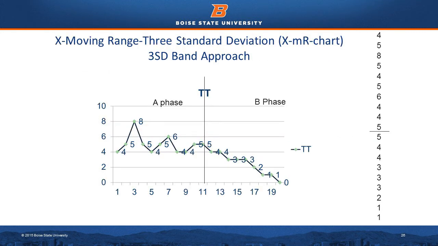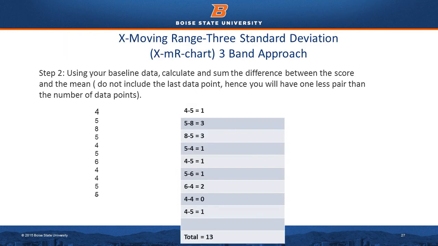Let's try an example. First, we calculate the baseline mean by dividing the sum of the scores by the number of observations. Our sum of the baseline is 50 divided by the total number of data points, which equals 10, resulting in a mean score of 5. Next, calculate and then sum the ranges of each pair of adjacent data points, ignoring any minus signs. Remember, there is one less than the number of data points.